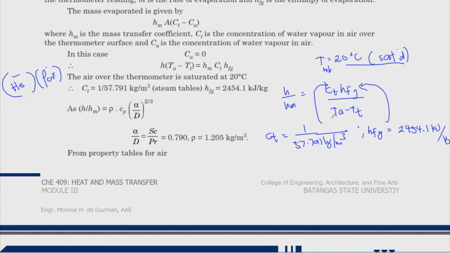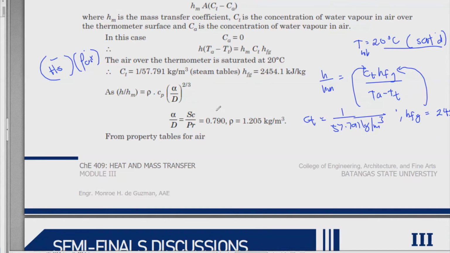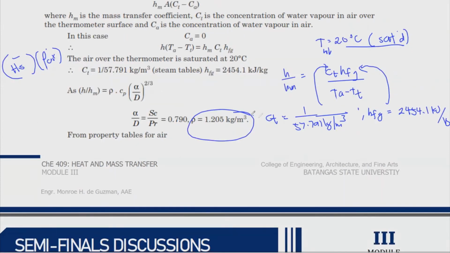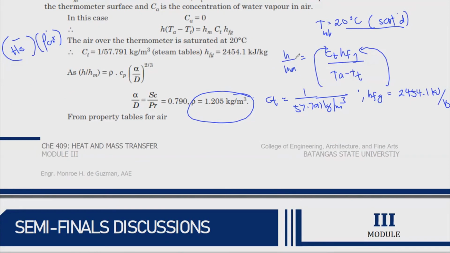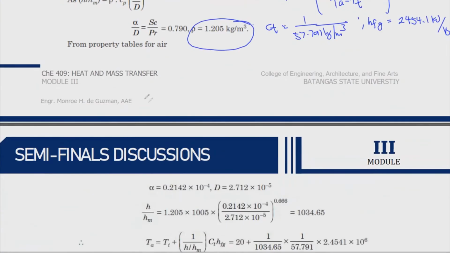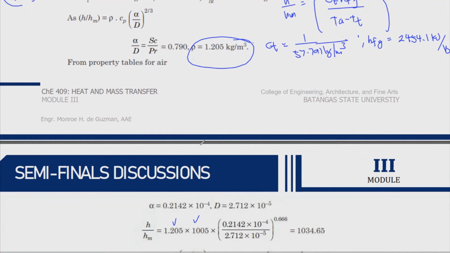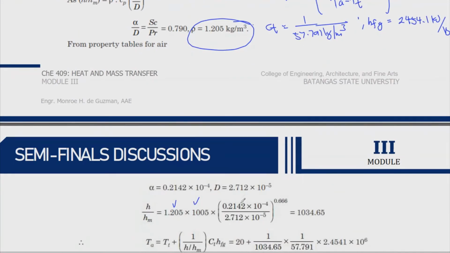From this, we can relate this expression. This alpha over D is supposedly given to you, so that's 0.790. When you evaluate further, the density is obtained from the properties of air at T equals 20 degrees Celsius, and you'll be able to obtain this value. Starting from this, we have h over h sub m. We have this formula right here, and we can use this density, 1.205. The specific heat capacity is also obtained for air, that's 1005, and then we multiply that with the ratio of alpha over D, that's 0.790. So we raise that to 2/3, and then we'll be able to obtain this value.